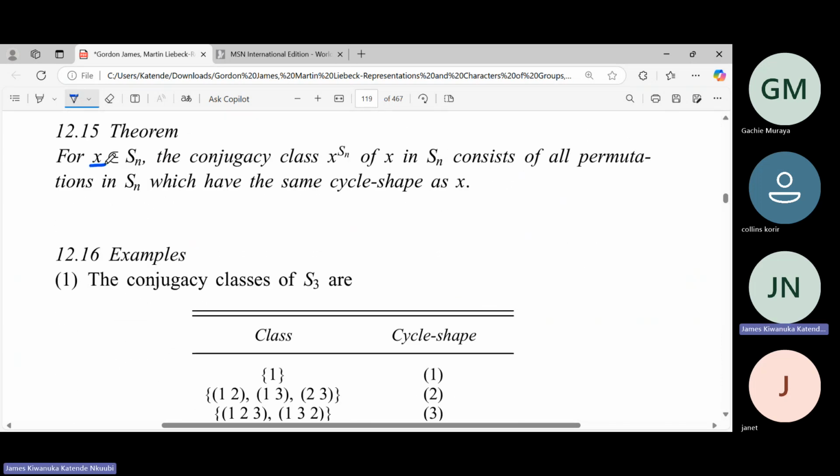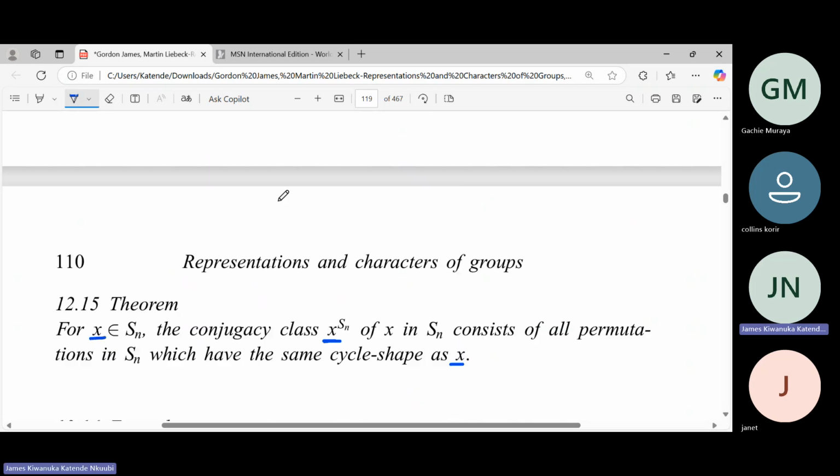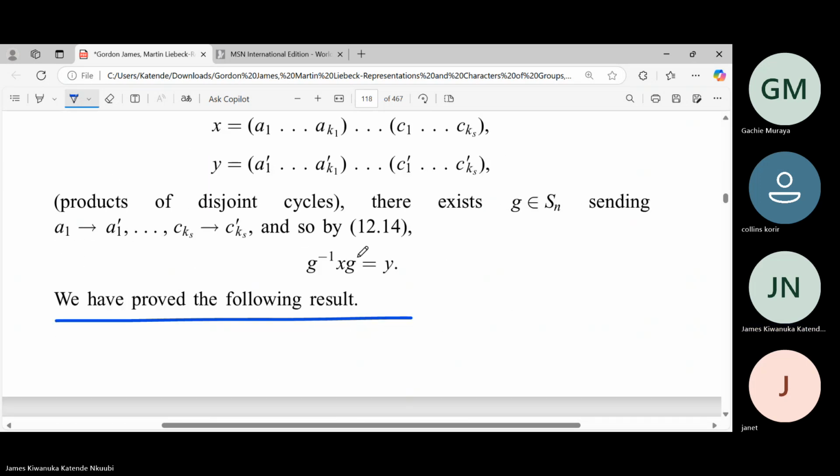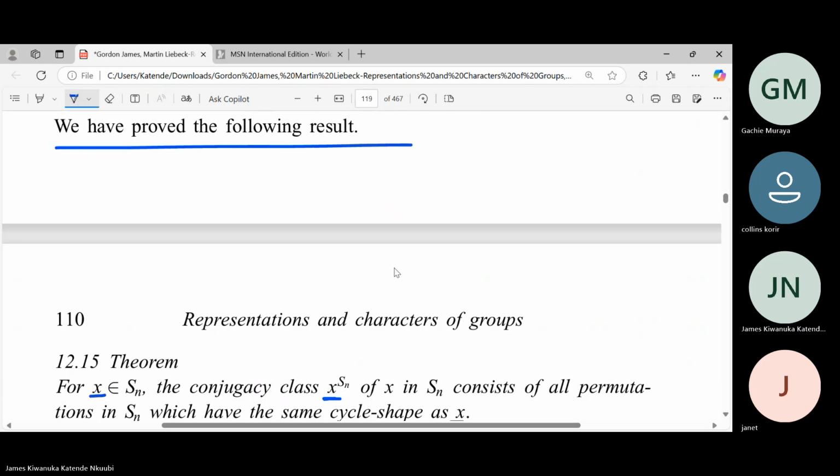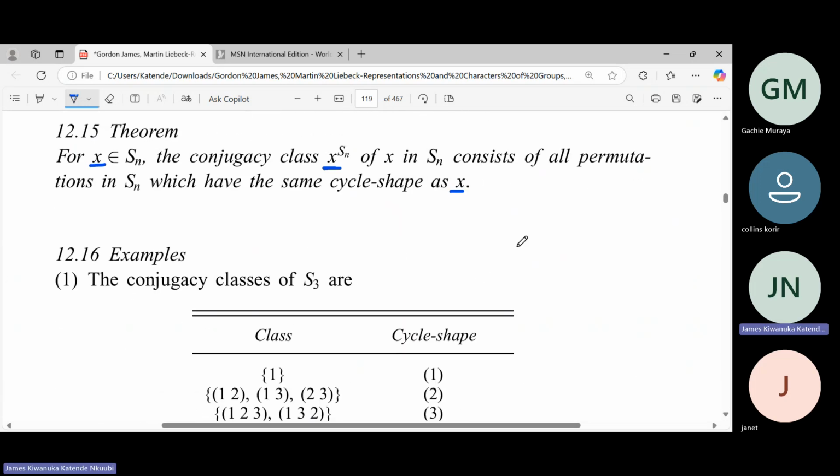Now, for any permutation X in Sn, we make the following claim: the conjugacy class of X will consist of all permutations in Sn which have the same cycle shape as X. I think that's what we've been proving here. So once I find a cycle of length 2, if I want, I can get its conjugates by getting all the cycles of length 2.